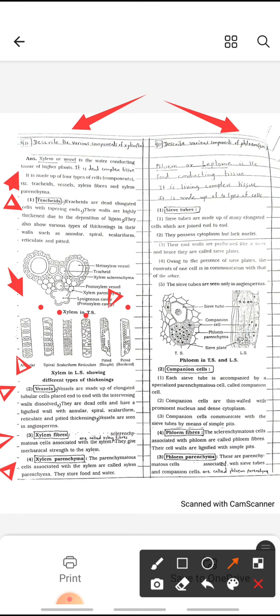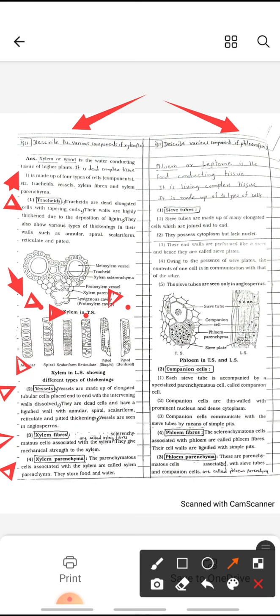So annular is mostly a ring like structure. Spiral is a spiral structure. Scalariform is an alternate band structure. Reticulate is net like, and a small hole like structure is pitted. So these different wall thickenings are present on tracheids.